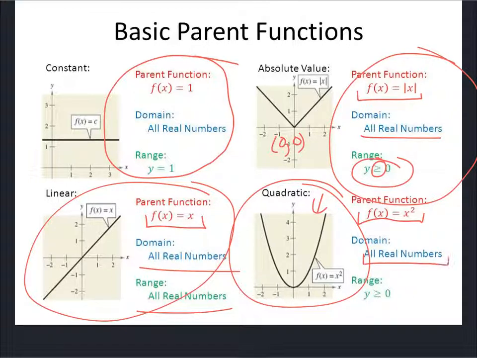Now, domain is still going to be all real numbers. And your range is going to be similar to our range when we were doing absolute value functions, where we're going to need to look at our vertex. Whatever our vertex is, if the graph's above it, then it's going to be greater than or equal to. If the graph's below it, then it's going to be less than or equal to. So it's very similar to what we did with absolute value functions.